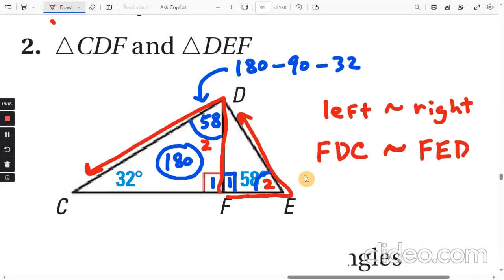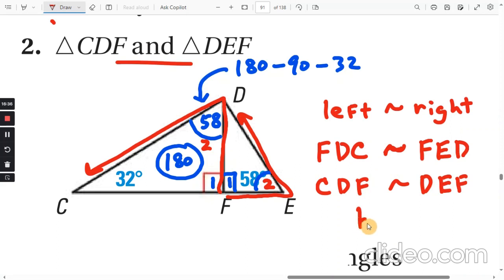Now, does it match what they have? No, but we can reverse the first and last. We can make it C, D, F. And then we can make it D, E, F. And that's what they have. And those are similar by AA, angle, angle.